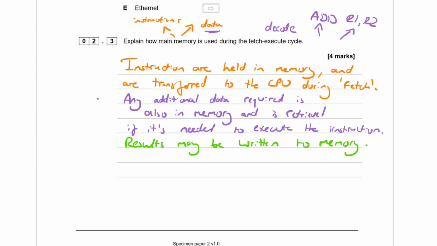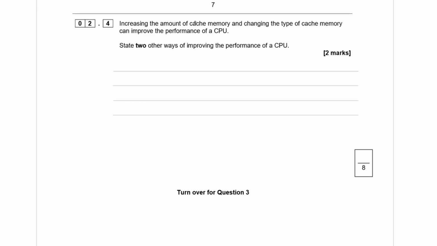So it's not super clear where our marks come from, probably from saying that you have the instruction data stored in memory and that they're fetched when needed, and also just writing to memory afterwards. Increasing the amount of cache memory and changing the type of cache memory can improve the performance of the CPU.